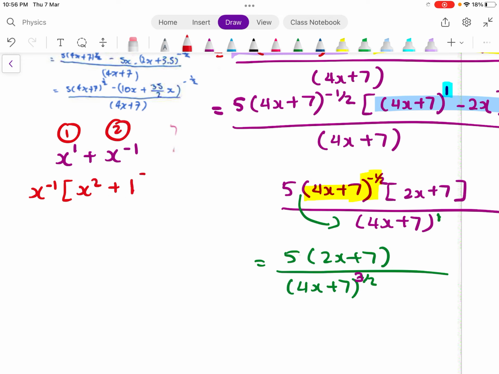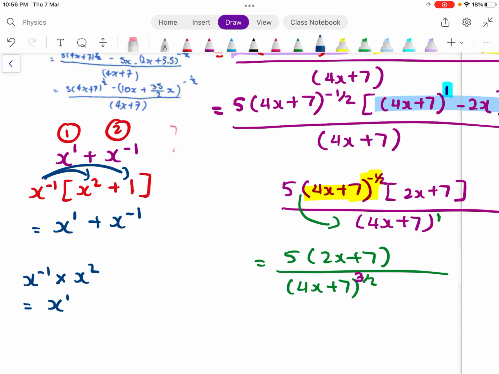How do I know that I'm correct? Very simple: you expand back. Expand this and this. x to the power of negative 1 times x to the power of 2 is x to the power of positive 1, because remember your law of indices: negative 1 plus 2 is x to the power of 1. Of course the second one, plus x to the power of negative 1, needs no explanation. Okay, so that is how we do the factorization for this question 2.